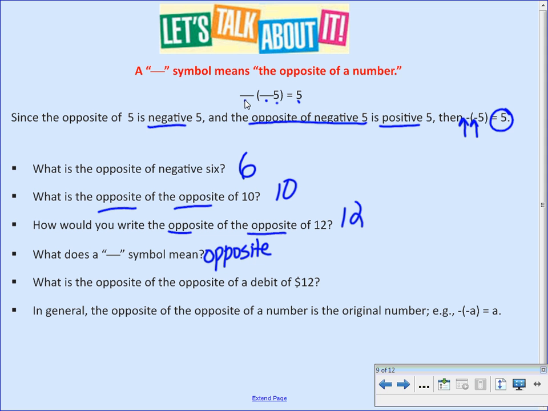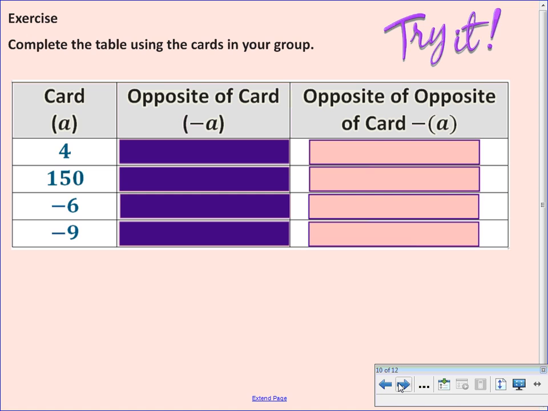What is the opposite of a debt of negative 12? Negative 12, because a debt is negative 12. So the opposite would be 12, and then the opposite of that would be negative 12. Would bring us right back. So in general, the opposite of the opposite of a number is the original number. It's back to itself. Okay?